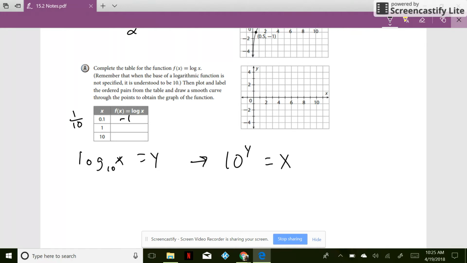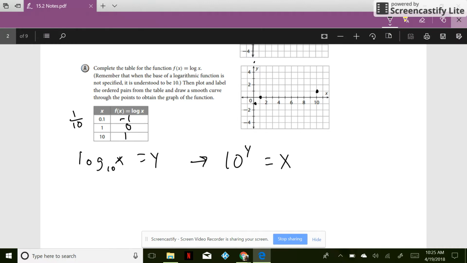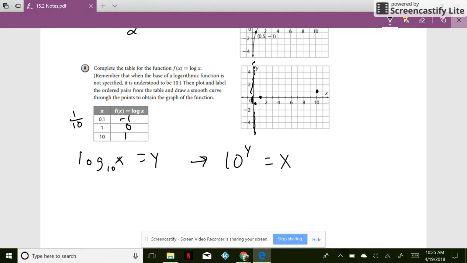Anytime you've got a whole number versus a fraction, your exponent is going to be negative. For the next one, 10 to what power is 1? That would be 10 to the 0. And then 10 to what power is equal to 10? That would be 10 to the 1. So these are going to be our coordinates. At 1 over 10, we've got a coordinate at -1. At 1, our value is 0. And at 10, our value is 1. So we're going to have an asymptote at x equals 0, our y-axis, and then our graph is going to look something kind of like this.